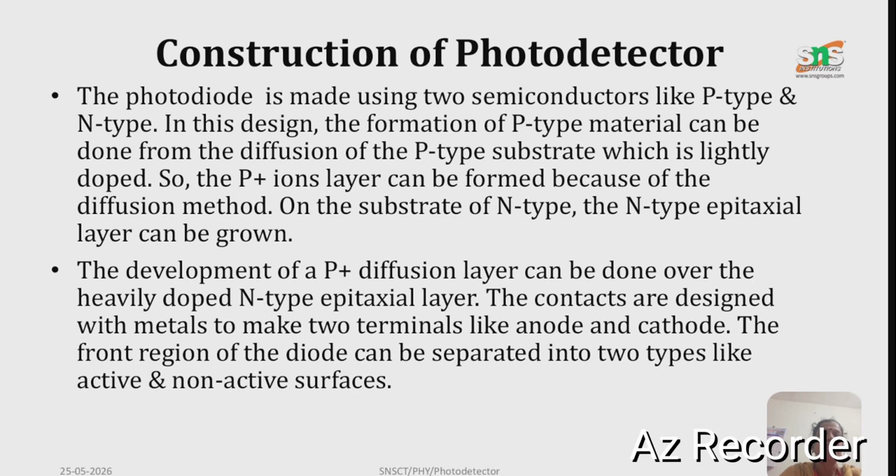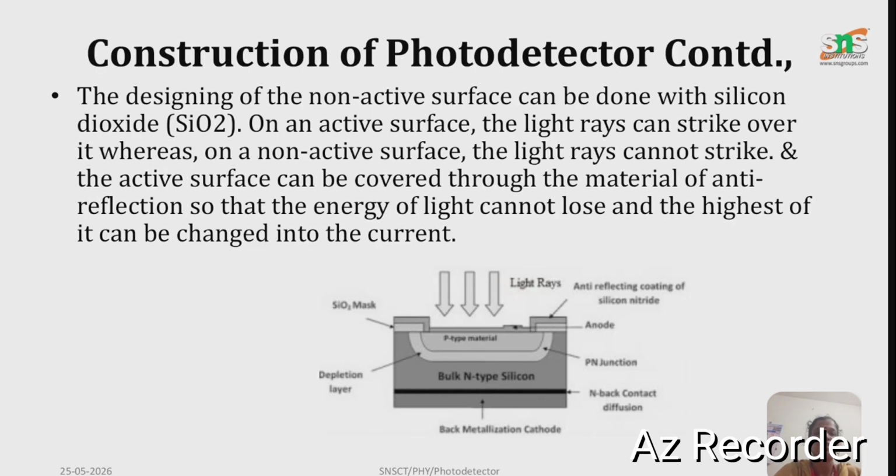The contacts are designed with metals to make two terminals, anode and cathode. The front region of the diode can be separated into two types, active and non-active surface. The non-active surface is made with silicon dioxide. On the active surface the light rays can strike, whereas on the non-active surface the light rays cannot strike. The active surface is covered with anti-reflection material so that the energy of light is not lost and the highest amount of it can be changed into current.